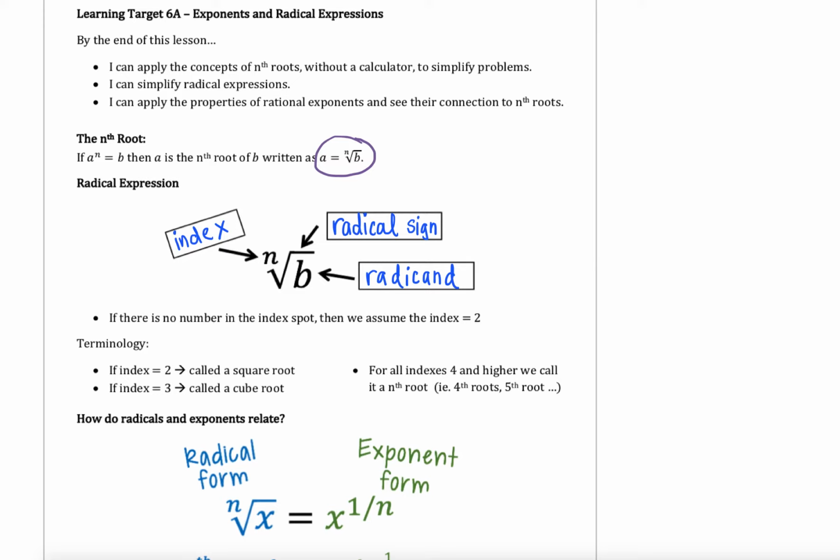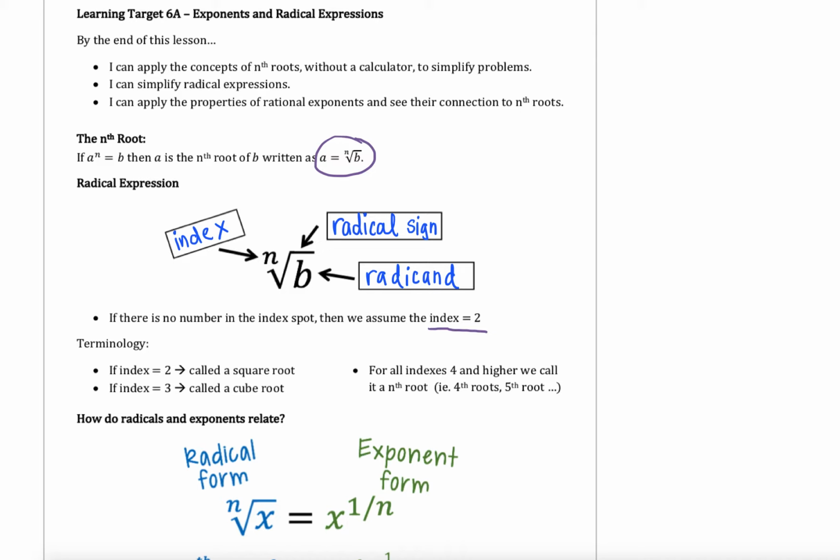So in this nth root of b expression, the n is what we call the index. The square root symbol that we're used to seeing as only a square root is really just a radical sign. And what type of root we get is based off of the index. And the stuff that's underneath the radical sign is what we call a radicand. So up until now, we've always looked at this where we have a square root. And in that case, our index is assumed to be 2. And we actually never wrote anything in the index spot since it was our most basic case being a square root.